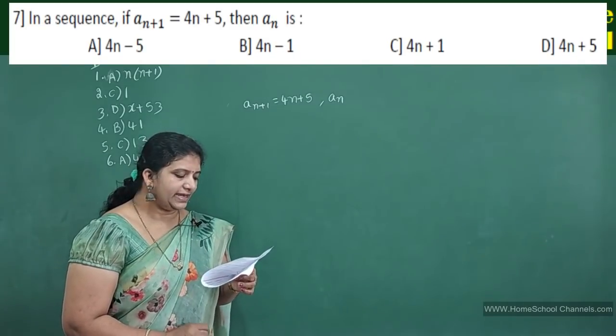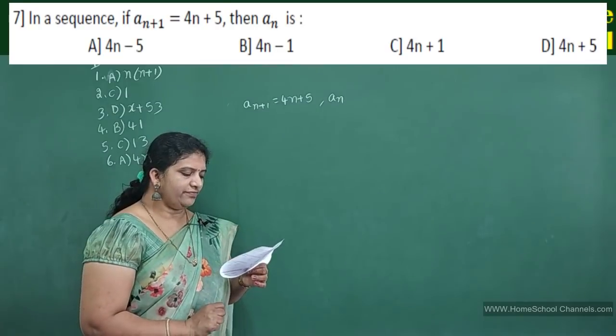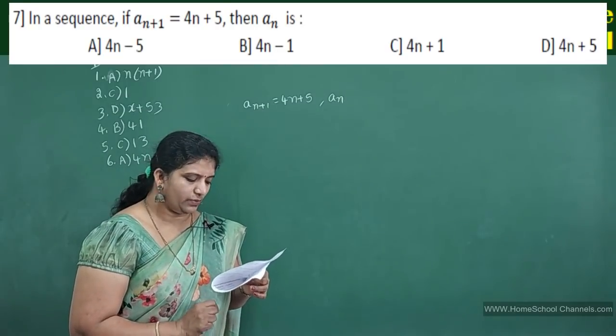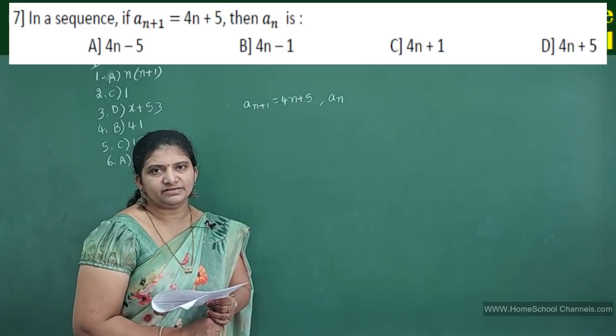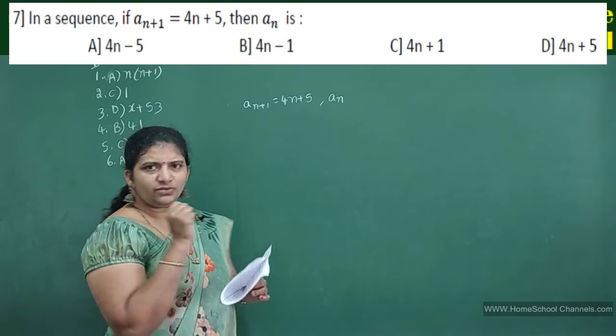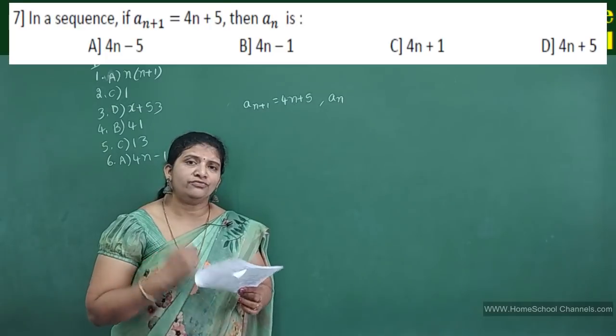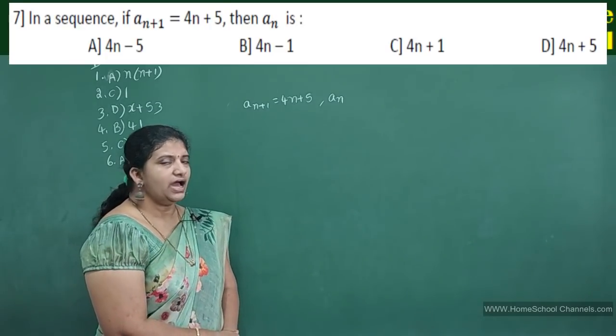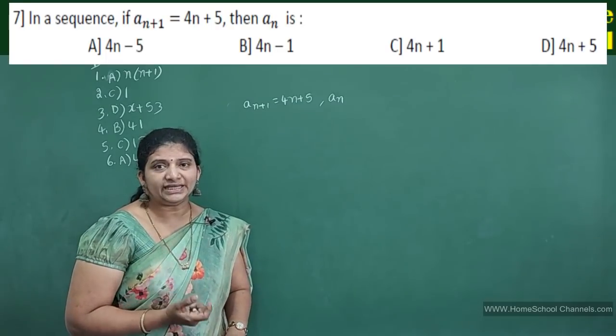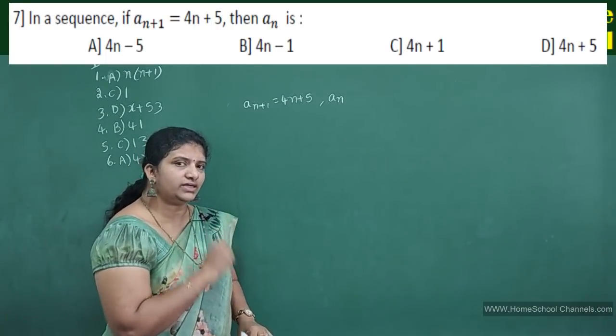Seventh one, in a sequence, if AN plus 1 is equal to 4N plus 5, then AN is. So, little confusing question this one. How will you find nth term here? Nth term, how can we calculate? I don't know A, I don't know D, I know N plus 1th term.